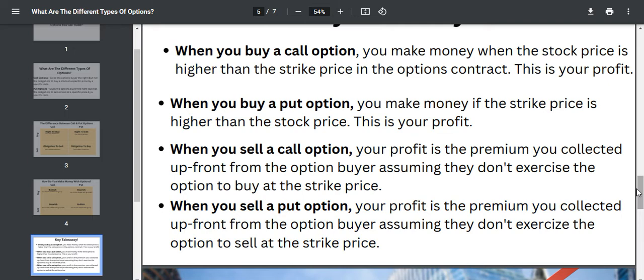When you sell a call option, your profit is the premium you collected up front from the option buyer, assuming they don't exercise the option to buy at the strike price. And when you sell a put option, your profit is the premium you collected up front from the option buyer, assuming they don't exercise the option to sell at the strike price.